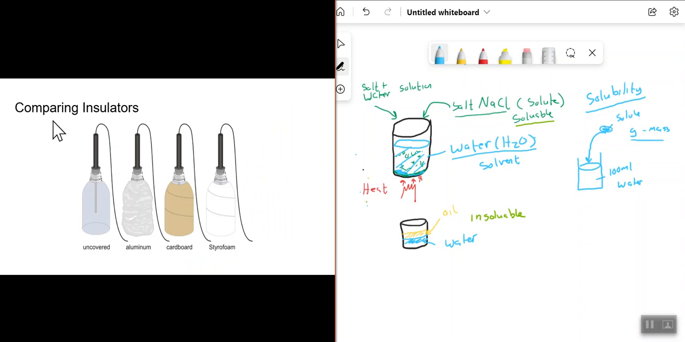We can compare different insulators. For example, we can use a thermometer, and have a bottle that's uncovered, a bottle with some aluminium over it, a bottle with cardboard around it, and a bottle with styrofoam around it. Then we can measure the change in temperature over time. We can see that there will be differences in how much heat is lost from each of the containers, based on the materials used to insulate them. So materials can be good insulators. That's another physical property of materials.